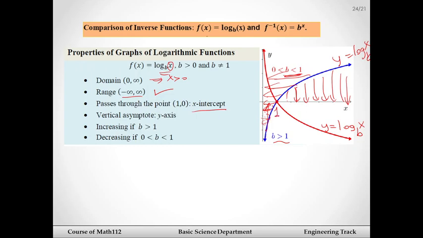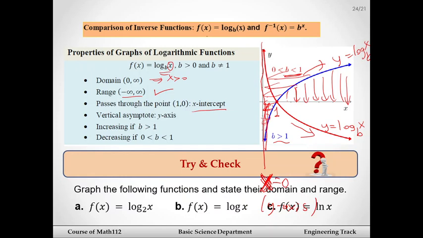And the vertical asymptote, they both have a vertical asymptote. Here the vertical asymptote is the x equal to 0 line, which is also called the y-axis. And the function is increasing if b is bigger than 1, and if b is less than 1, it's decreasing.